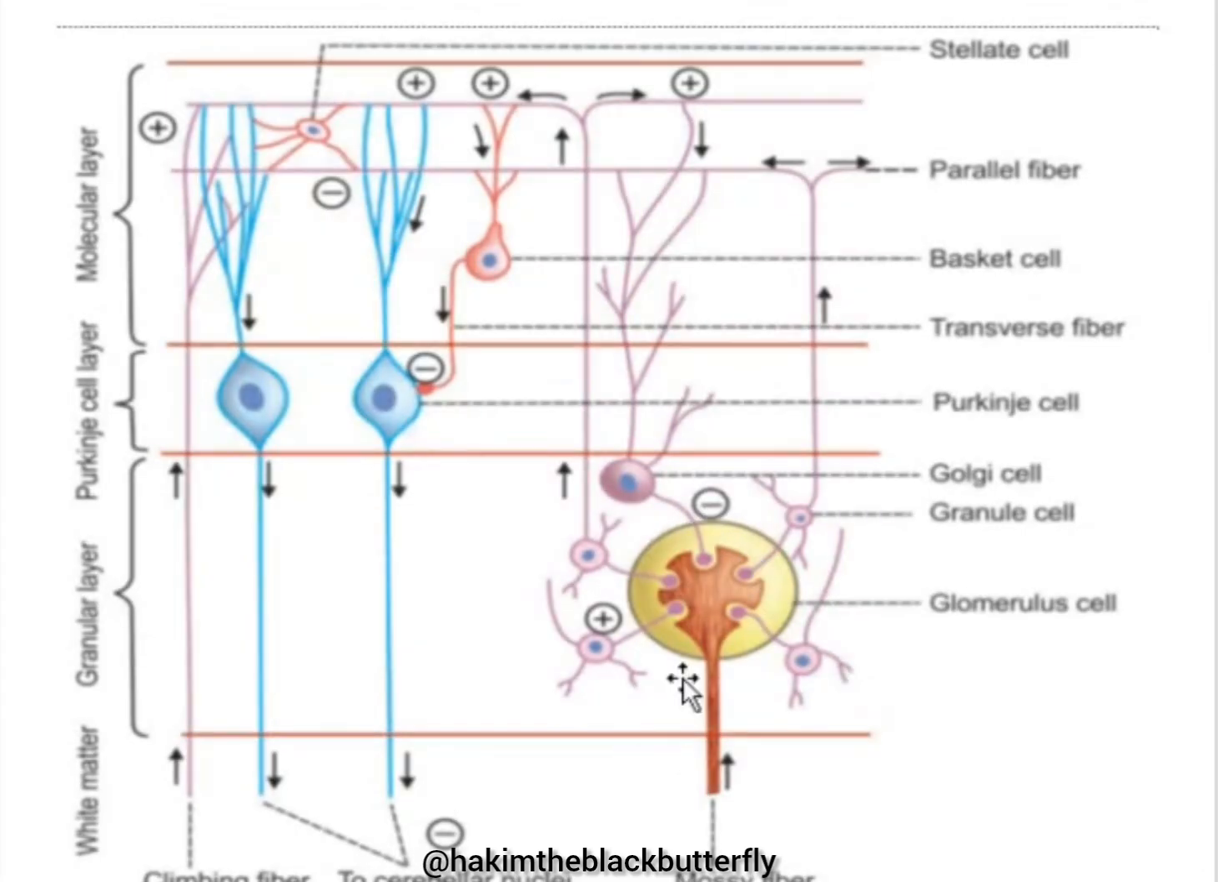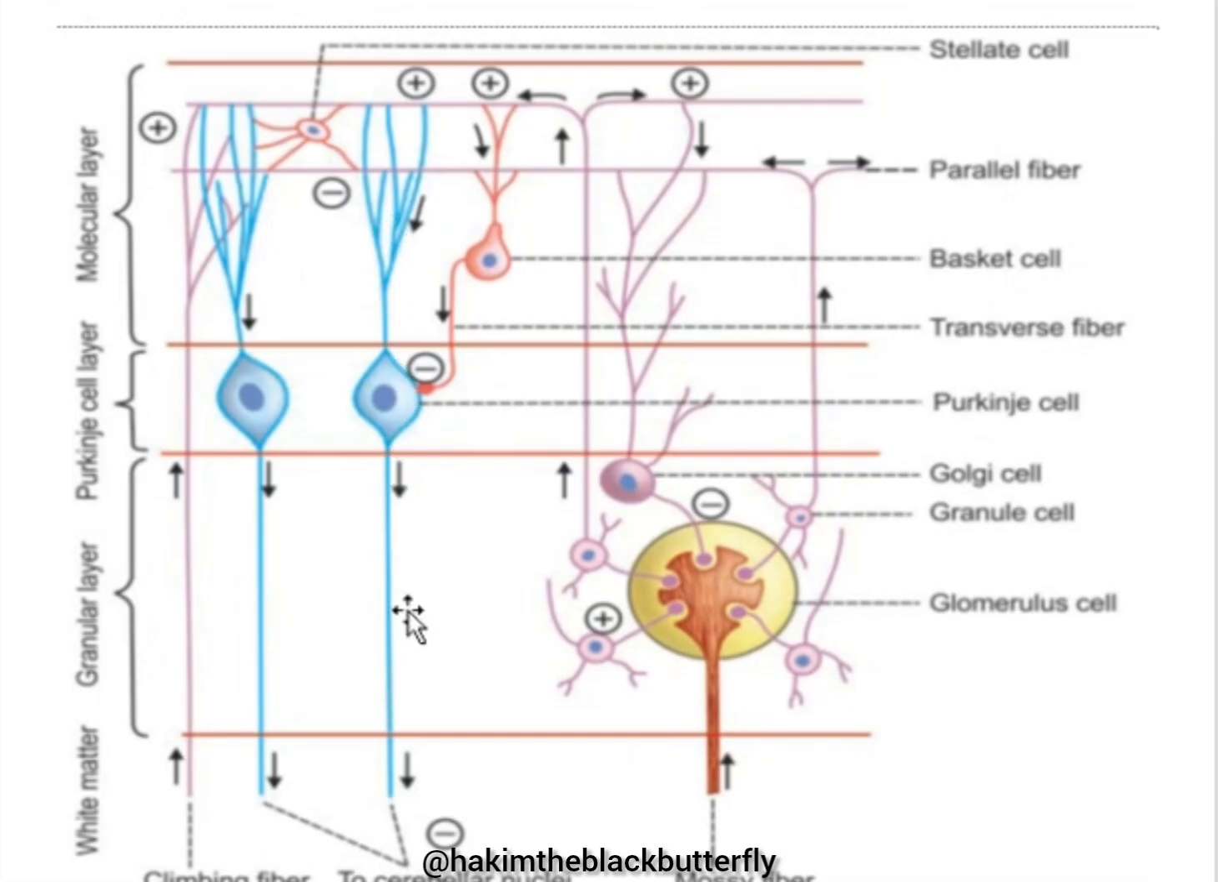Morse fibers end within the granular layer, whereas climbing fibers reach the molecular layer and synapse directly with the dendrites of the Purkinje cells. Morse fibers synapse with granule and Golgi cells, which in turn will transmit information to the molecular layer, divide into what we call parallel fibers, and these parallel fibers are the ones which are going to synapse with the dendrites of the Purkinje cells.